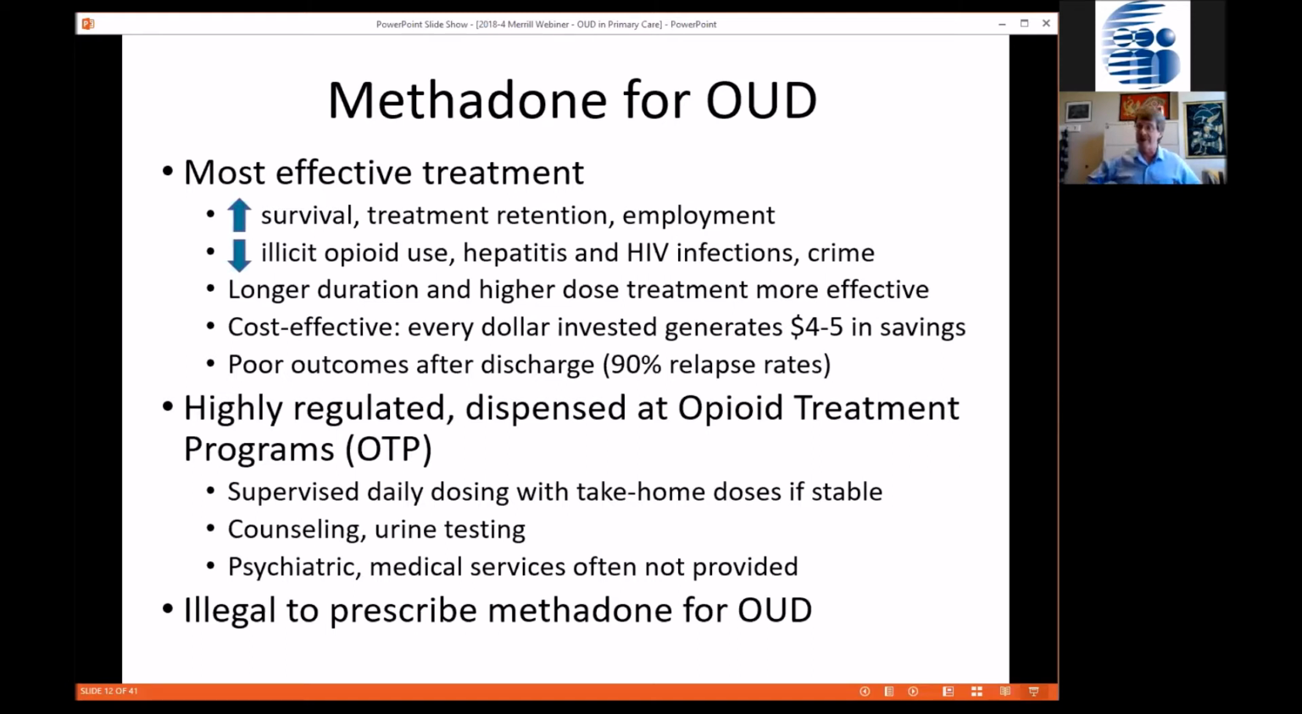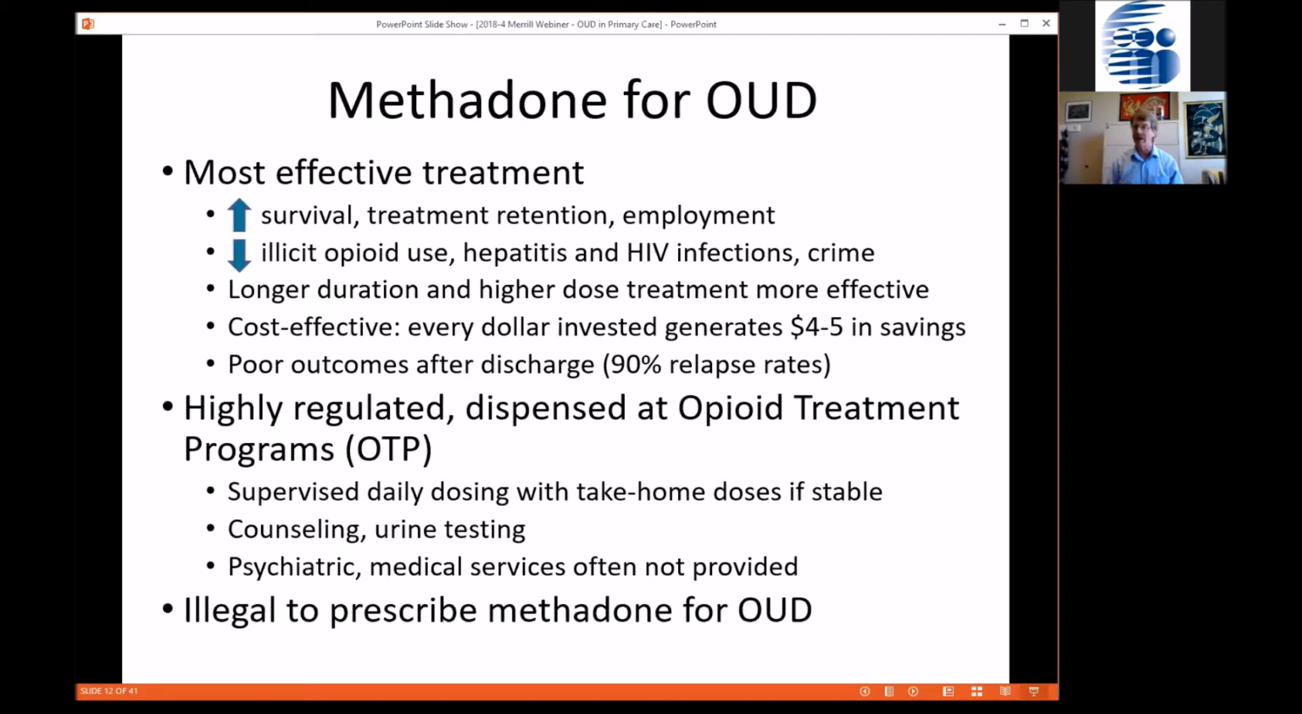After discharge, about 90% of people relapse within a year. It's also very highly regulated. It's dispensed in what we call opioid treatment programs, where patients have to come every day or 6 days a week, at least at the beginning. And they can start to get take-home doses that are extended after a few months in treatment if they're stable, their urine tests are negative for everything else, and they make their appointments.